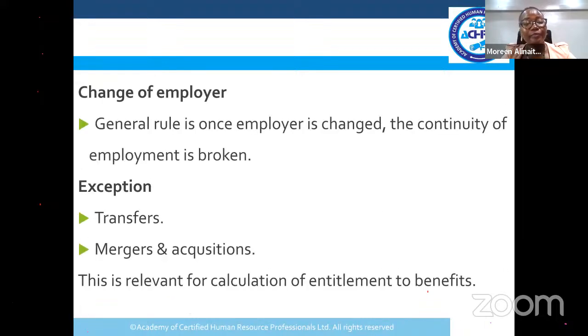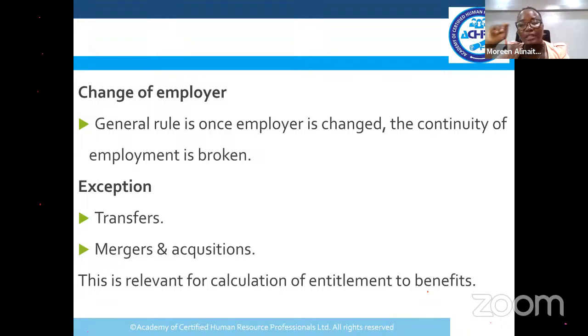Now, we want to move to the aspect of change of employer. You're wondering, when it comes to gratuity, does change of an employer mean that the continuity of employment has broken? The general rule is once the employer is changed, the continuity of employment is broken. This comes into play at the point of calculating gratuity. Yes, sir. It comes into play then.